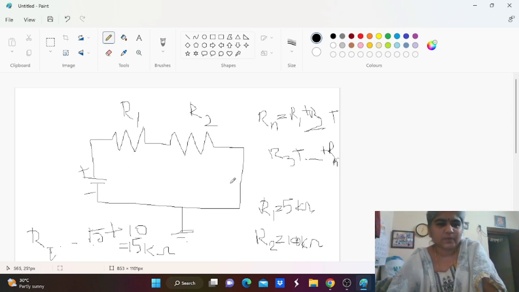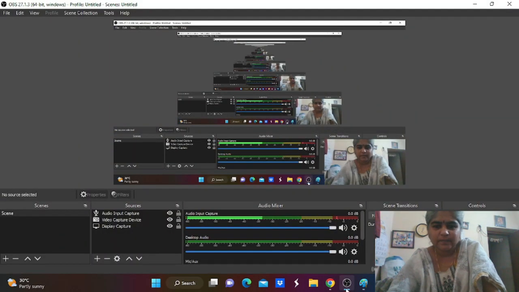So this is the concept whenever the resistors are connected in series. Depending on the number of resistors connected in series, we can find the total resistance value. This can be denoted as RT. Okay. So let us move to the concept.